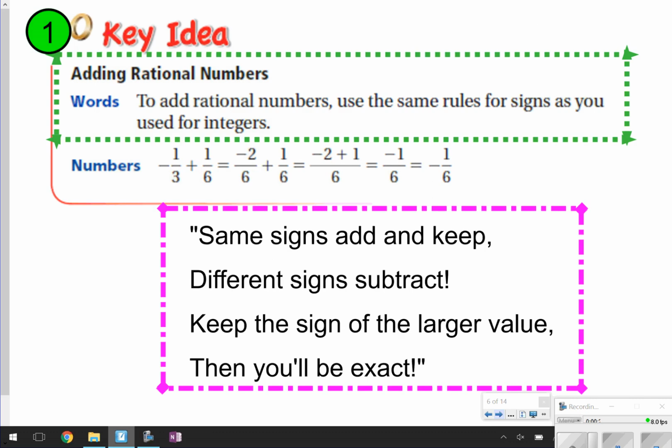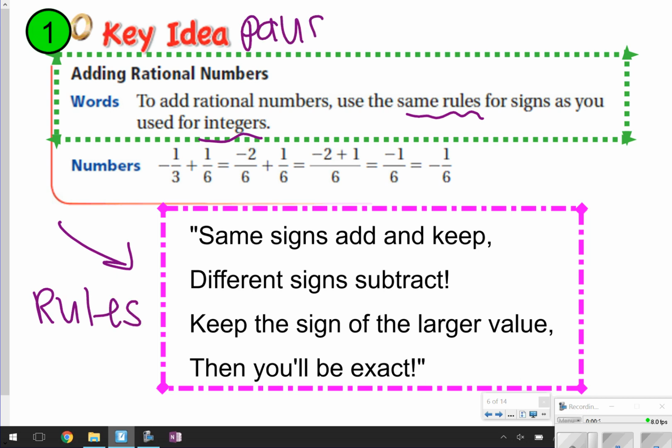The first thing we're going to make sure we understand is that whenever you add rational numbers, you're going to be using the same rules that you use for integers, and those rules are right here. So pause the video and write down the rules, basically just this song, just so you remember that and get that fresh in your brain again. Remember, it's the song: same signs add and keep, different signs subtract. Keep the sign of the larger value, then you'll be exact. So go ahead and pause now, write it down, and then we'll get to it on our next slide.